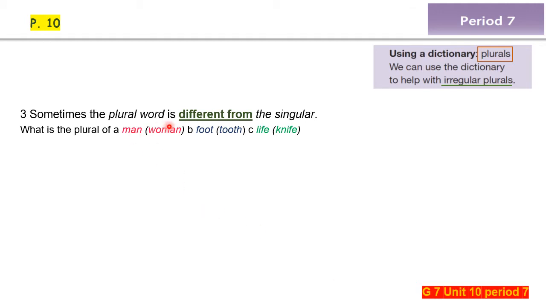Sometimes the plural word is different from the singular. What is the plural of man, woman, foot, tooth, life, and knife? As you have just heard, sometimes the plural word is different from the singular, so the plural is a different word. The plural of man is men. Plural of woman, women. Different words. Foot becomes feet, tooth becomes teeth, life becomes lives, and knife becomes knives. Knives is the plural of knife.